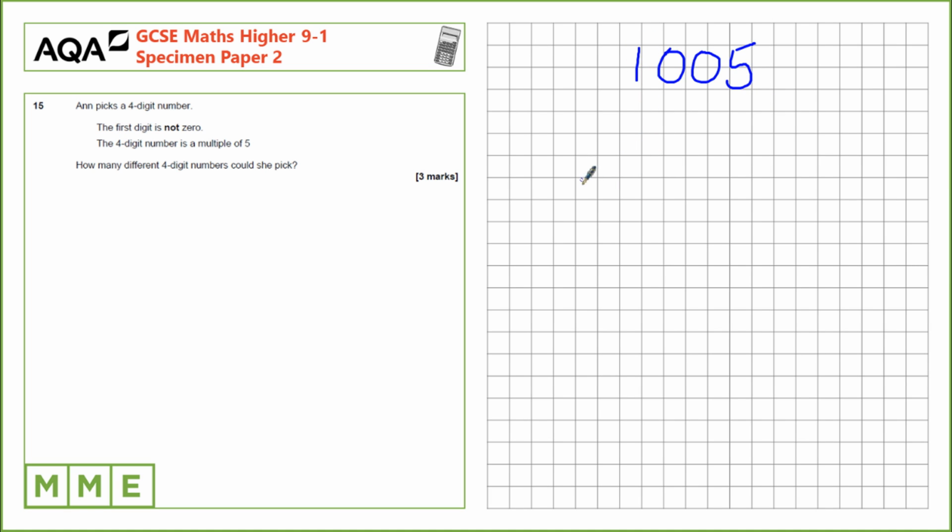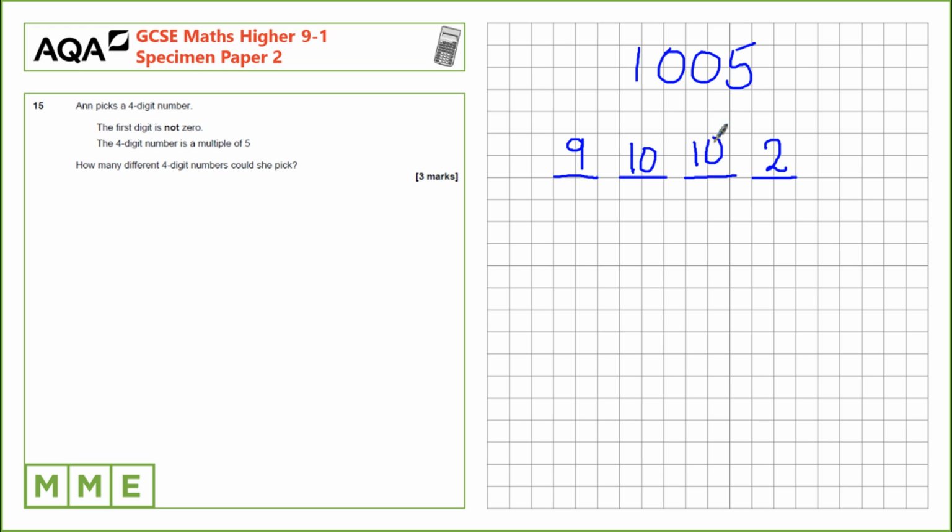The best way to consider this is to consider what different combinations of digits there could be. For example, the last digit has to be either a 0 or a 5, so I'm going to write down that there are 2 possible digits for that last digit in the number. Similarly, for the first digit, we know that it's not 0, so all the other numbers from 1 to 9 can be included, so that's 9 possible digits. And these 2 digits in the middle could be anything from 0 to 9, so that's 10 possible digits for each.